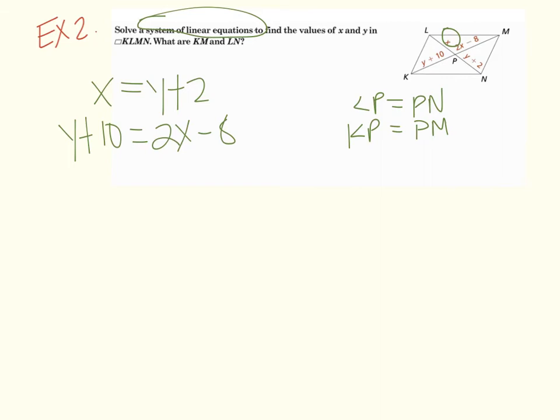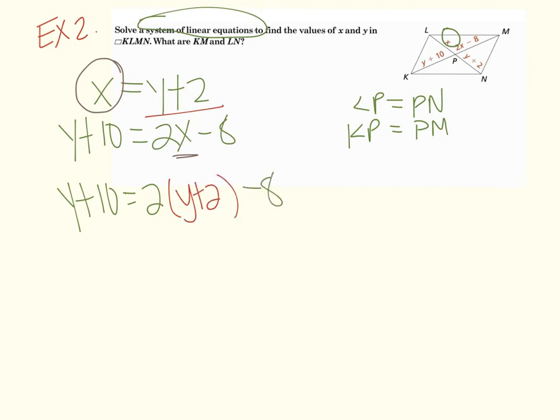What we can do in this case is take the equation x equals y plus 2, and substitute y plus 2 for all of the x's in the other equation. So we're going to rewrite this equation: y plus 10 is equal to 2 times, but instead of putting x, we're going to put y plus 2, and then minus 8. Now you can see that you end up having only y's in this equation. That's the ideal situation that you want to be in. You want just one single variable so you can solve for it.